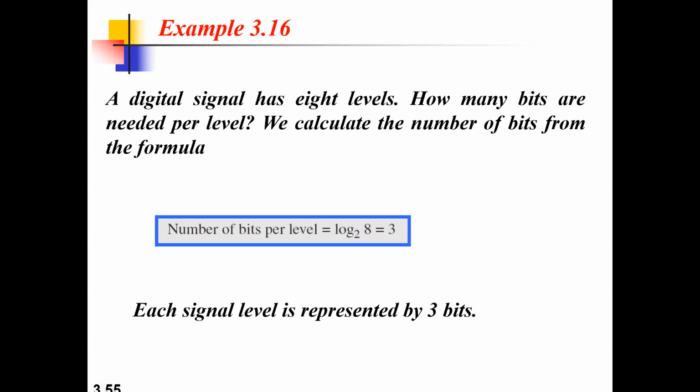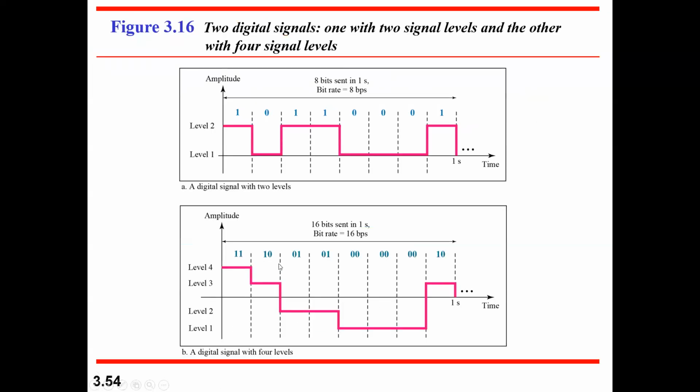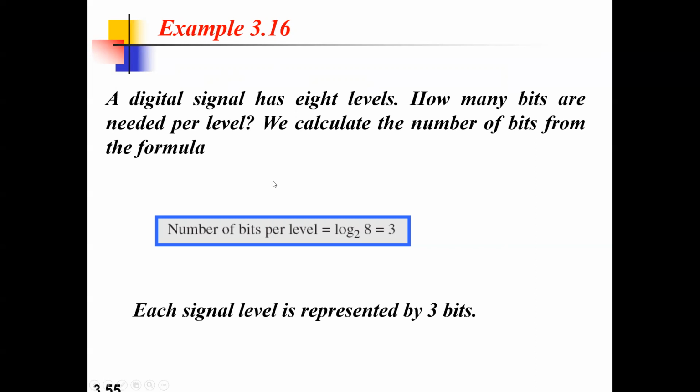Example: a digital signal has 8 levels. How many bits are needed per level? We can calculate the number of bits from the formula. There is a formula given there to calculate the number of bits. Just looking at the previous diagram, if you are using 2 levels, the number of bits at each level is just 1 bit. With 4 levels, there are 2 bits at each level, or at each time. So if you are using 8 levels, how many bits are needed per level? The answer is already given there: log base 2 of 8 levels, and you'll have 3 bits per level.